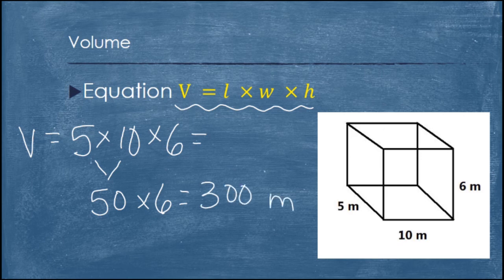meters. And so when we did the area of a rectangle, it was meters squared. Since this is a rectangular prism, we're going to do this in meters cubed for volume.